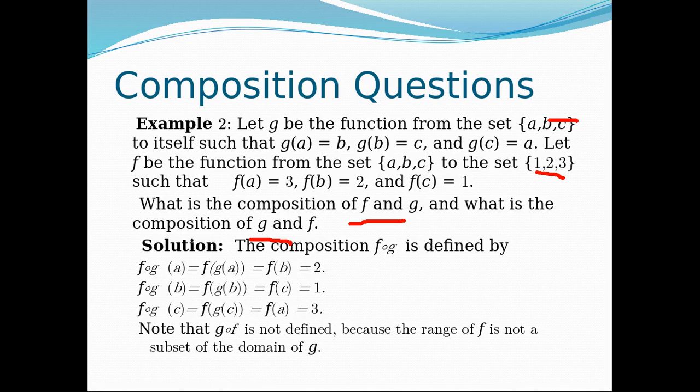Similarly, g∘f of a is not defined. Why? Because the range of f is not a subset of the domain of g. Whatever results f gives us are an input to the function g, but if we take 2 we cannot give it as an input to g, therefore g∘f cannot be defined. So at times we cannot define the composition because of the difference in the range and domain of the given functions.